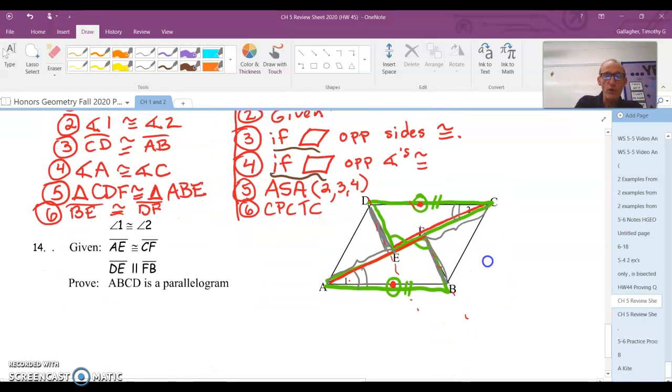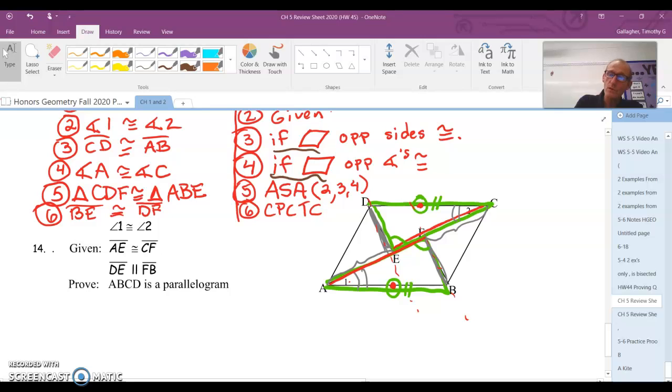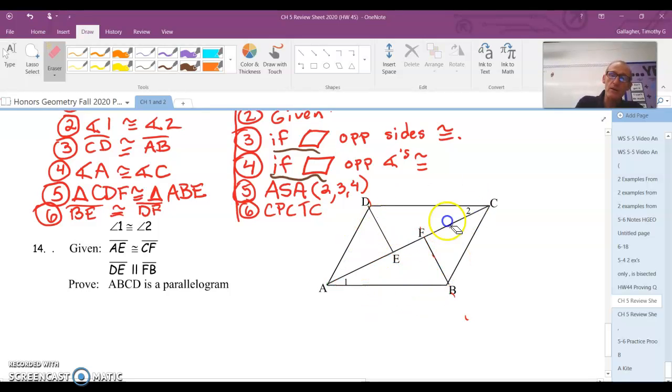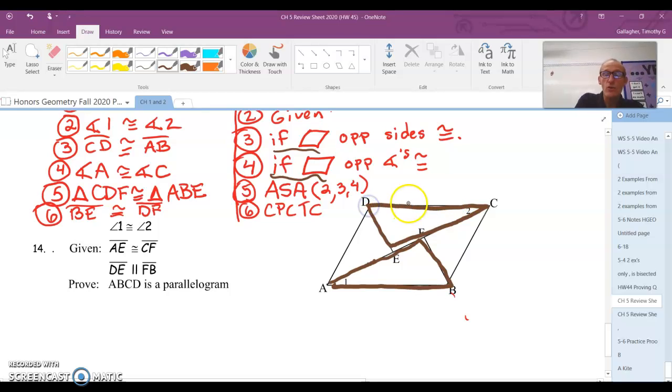Problem 14 proof, what we're going to do for this one is, we'll take a look at it again. There's a couple of ways to do this, but what I'm going to do is get these small triangles congruent. Now, there's another way to do this proof by getting these 2 triangles congruent, this one and this one. So you can get this side congruent to this side by CPCTC, and then you can get these 2 sides parallel by angle 1 and angle 2.